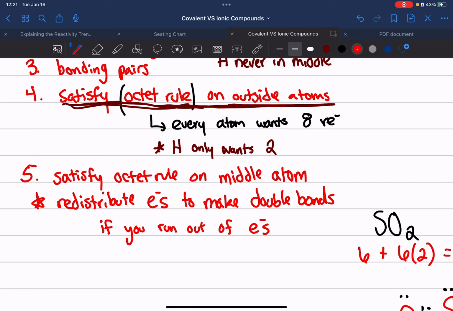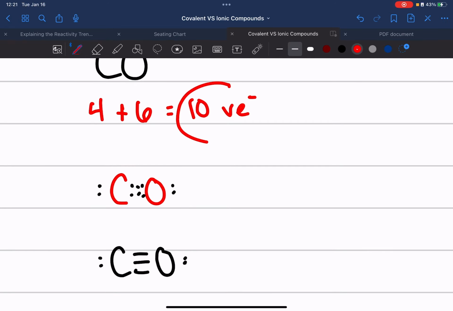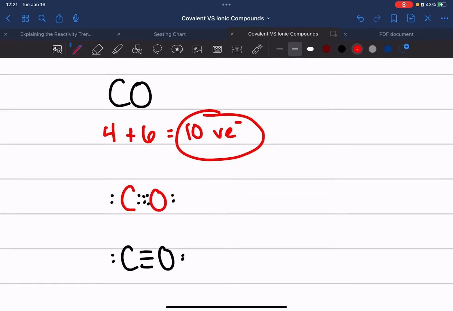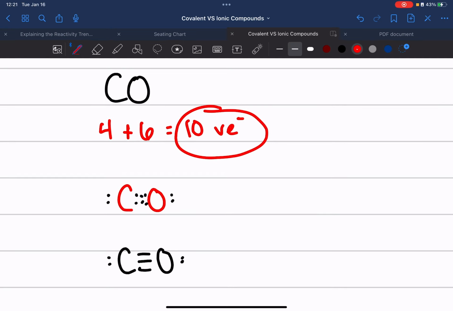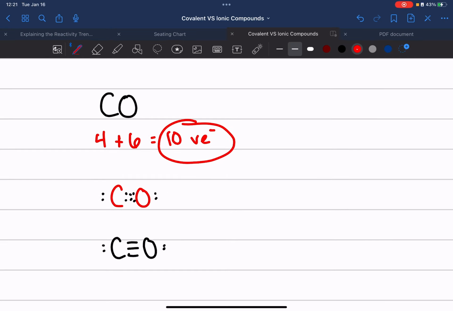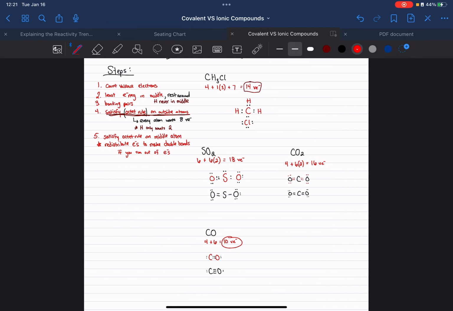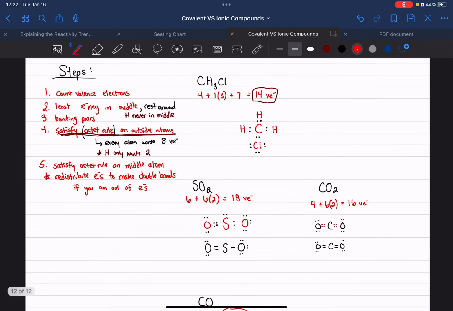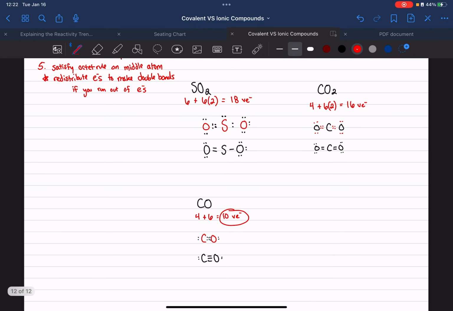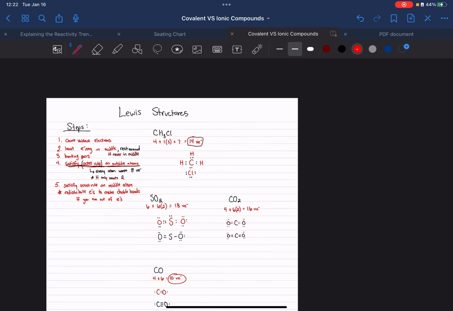Remember that the total number of dots that you draw should match the total number of valence electrons that you calculate in step 1, right? So here you have to draw 10 valence electrons. You can't draw less, you can't draw more, because we don't have those electrons to play with, and they have to go somewhere, right? So that is how that works. Now, there's going to be a part 2 to this video with a little bit more examples and going a little bit more in depth, but that's it for now. It's a good intro.